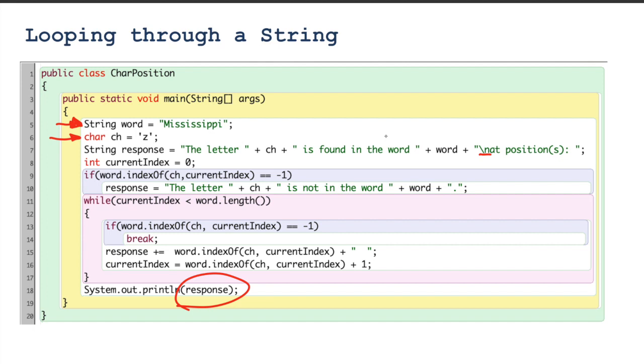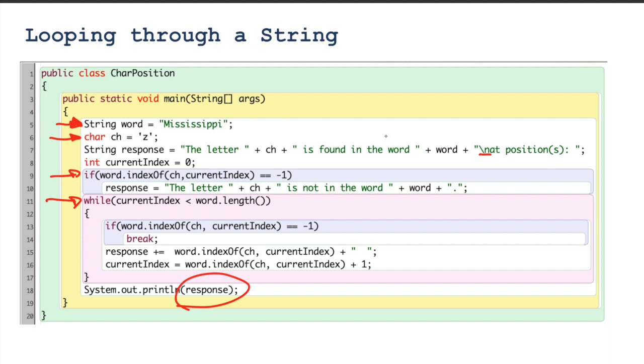And we have an if statement saying that if the letter we're searching for returns a -1, then we're going to change the response of the output to be the letter Z is not in the word Mississippi. And the while loop would end up breaking out because we'd get a -1 and it would go down and print. However, if this were an I instead of a Z, then the if statement would be false. It would come down into the while loop, and it's not going to return -1 because we know there's an I in there.